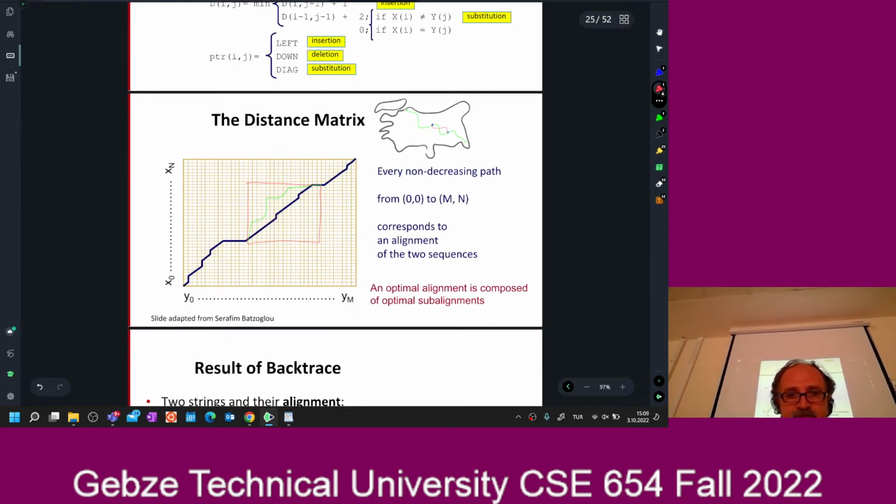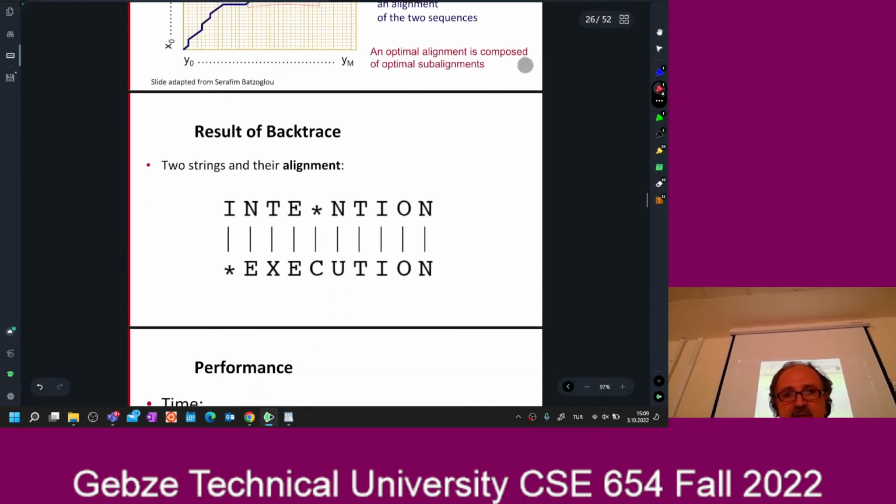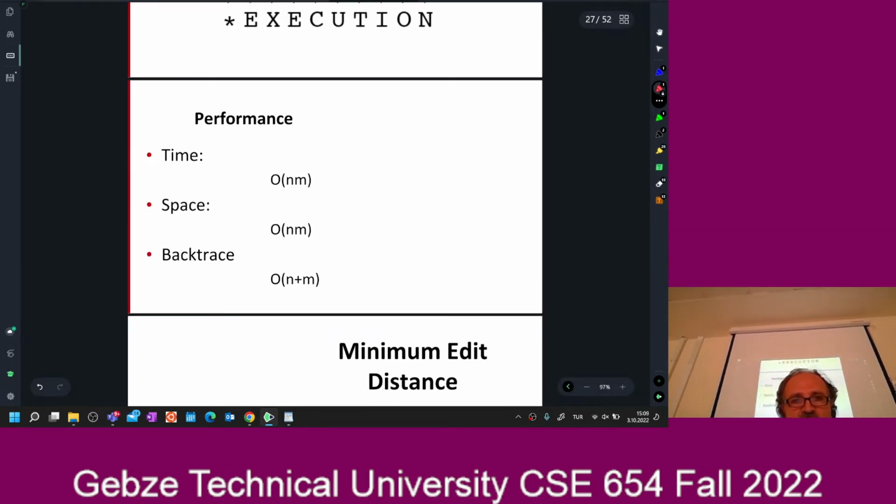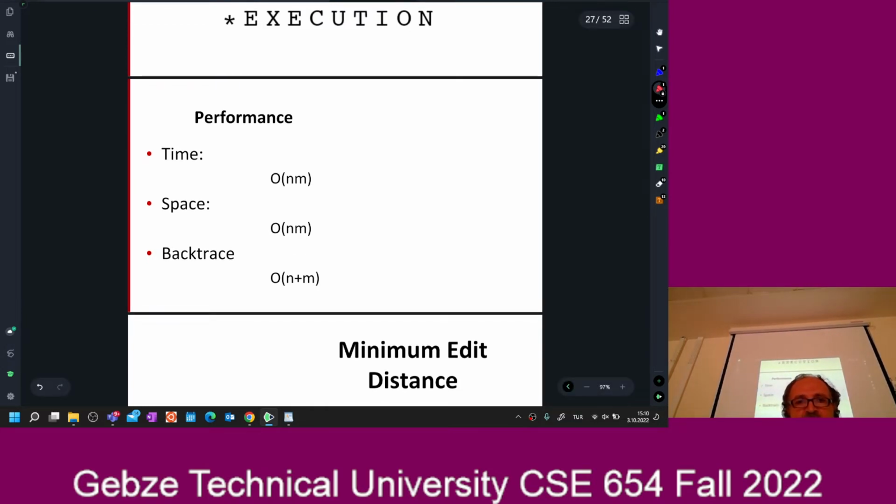Good. Okay. So the backtrace, I did this already, and these are the complexities. Time complexity is n times m, the number of letters in the first string and the number of letters in the second one. Space is n times m. Backtrace is a backtracing algorithm, okay? It is only n plus m.